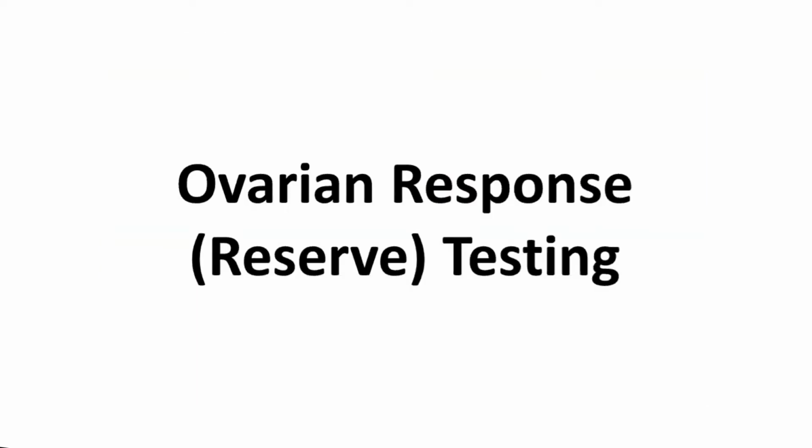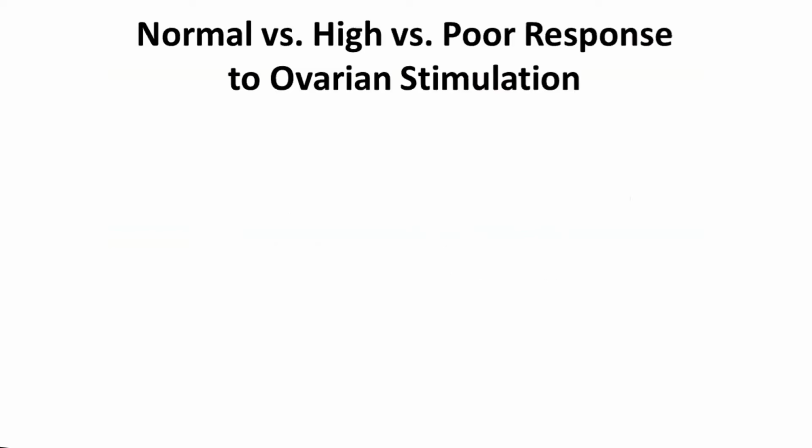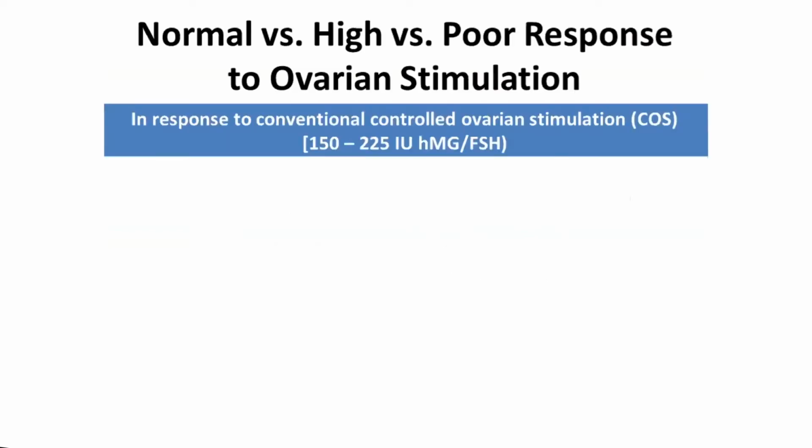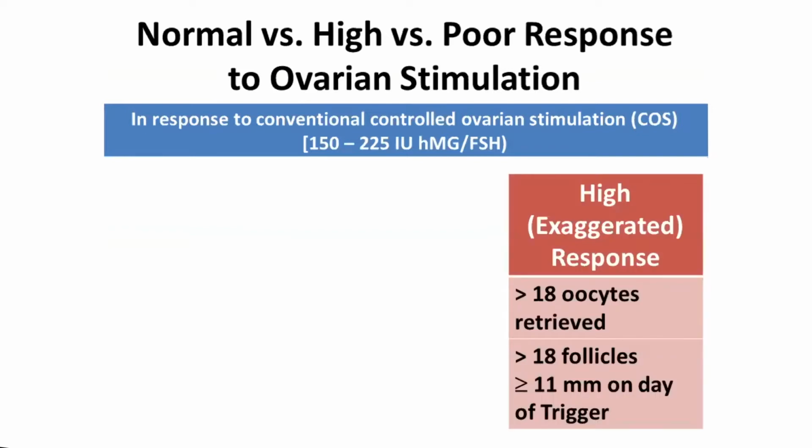Let's start with ovarian response testing. For normal responders, when we talk about the controlled ovarian stimulation, the standard conventional dose is between 150 and 225 international units of HMG or FSH. If the patient is expected to produce more than 18 oocytes, or she has more than 18 follicles more than 11 millimeter on the day of trigger, she's categorized as high responder.